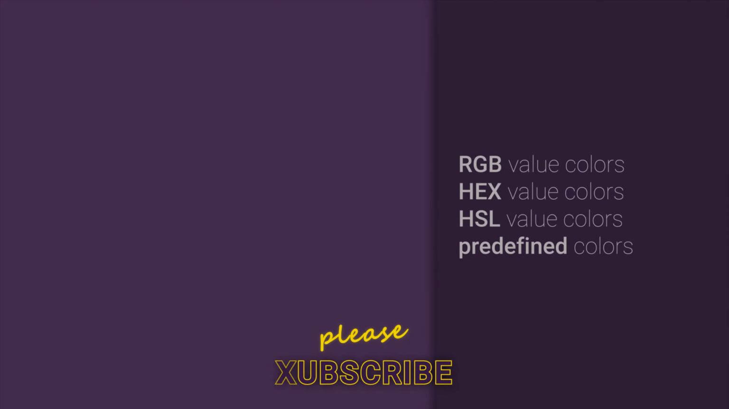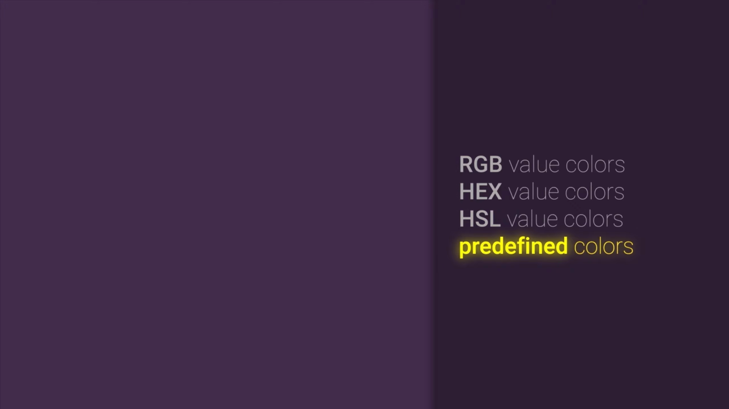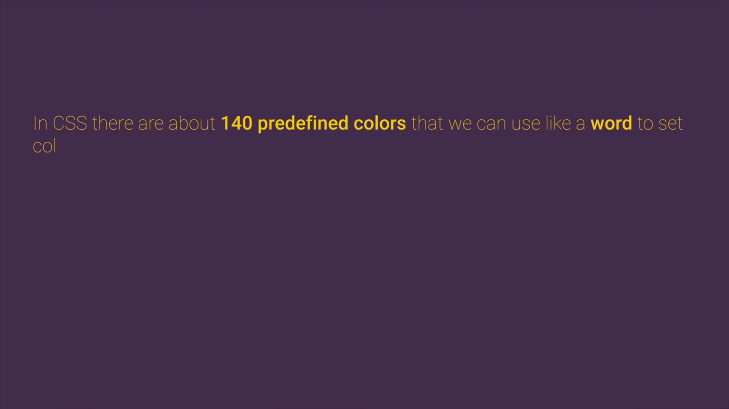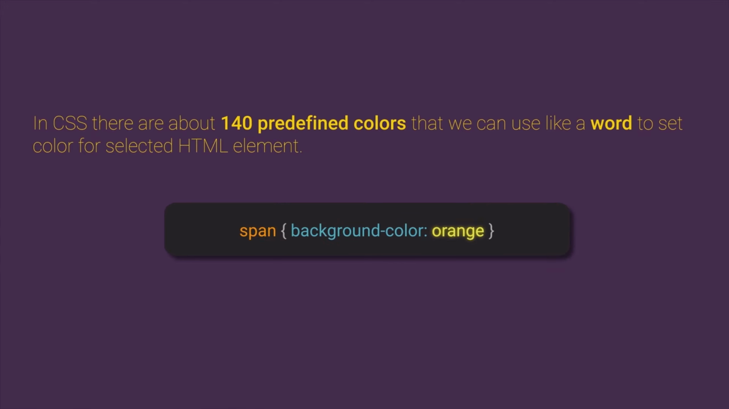What are predefined colors? Well, in CSS, there are about 140 predefined colors that we can use like a word to set color for a selected HTML element.